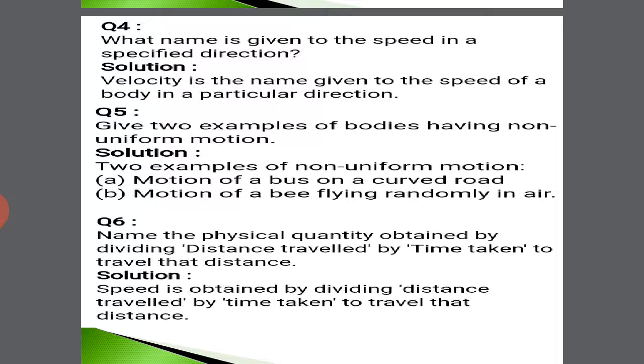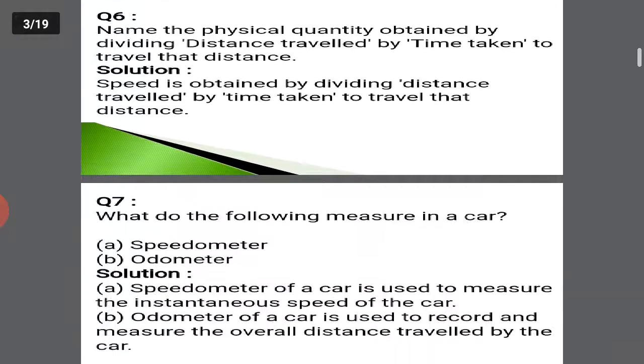Okay. Question number 6, name the physical quantity obtained by dividing distance traveled by the time taken to travel the distance. This quantity is speed. We all know the formula of speed is equal to distance upon time. Okay, let's move further.